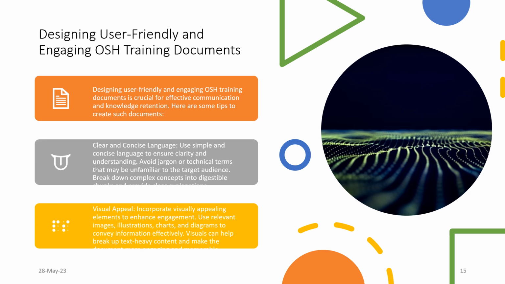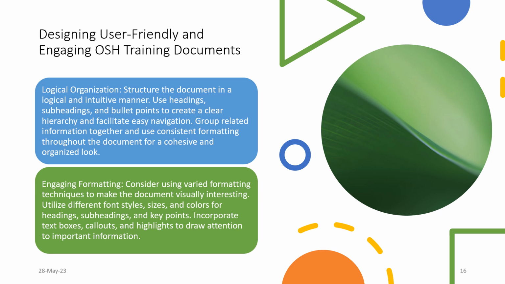How are you going to design user-friendly and engaging OSH training documents? Make it clear and use concise language. Of course, you need to incorporate a lot of visual elements to enhance engagement. For logical organization, you need to use headings and subheadings so that it's easier to navigate. For engaging formatting, you need to know how to use certain types of boxes, callouts, highlights, colors, and fonts.